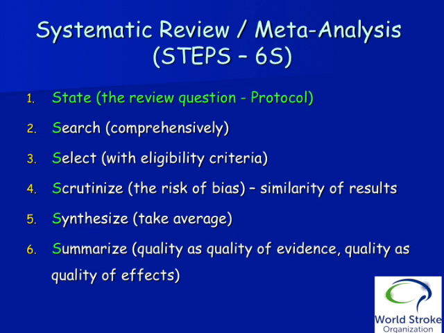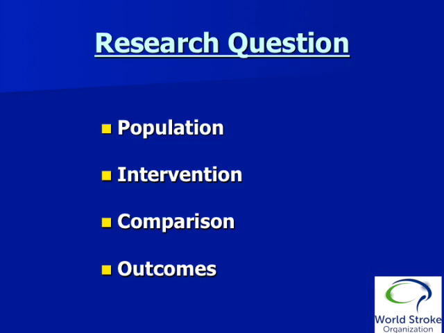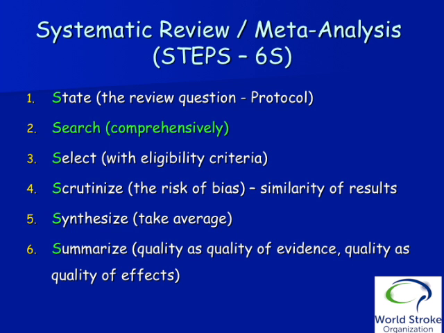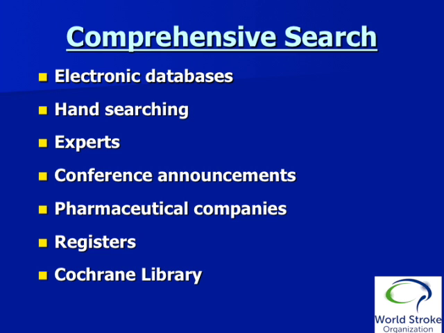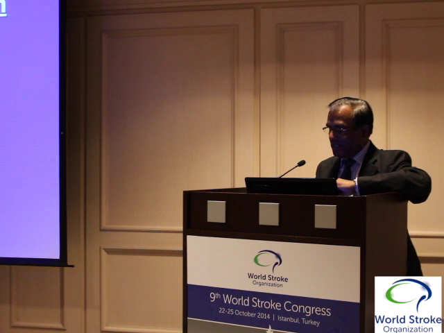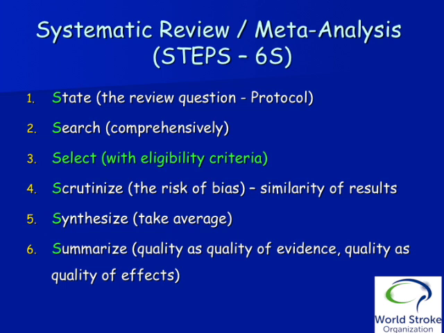Let's take each one very quickly. In the review question, you have to specify population, intervention, comparison, and outcome. Search comprehensively, which includes not only electronic databases, but also hand searching, asking experts, looking at conference announcements, contacting pharmaceutical companies, and also go to the registers. There are registers available, like stroke register is in Ottawa and Cochrane Library. So you have to really do a very comprehensive search and try to get both published as well as unpublished studies. Select with eligibility criteria.